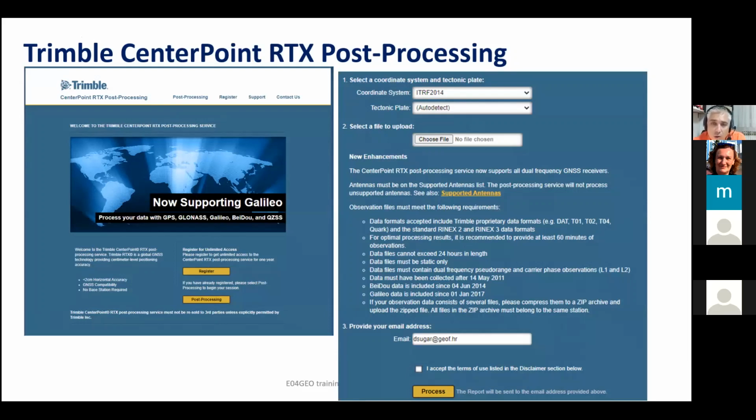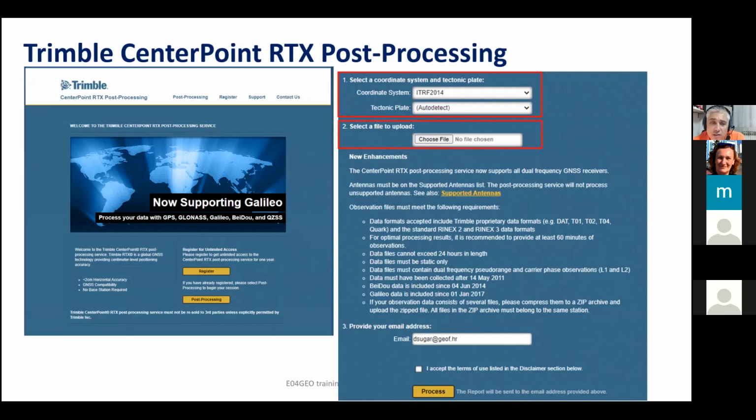So basically what is needed, I showed you that there are 3 steps needed in order to obtain the results. First of all, you have to select the coordinate system and the tectonic plate. The default options are ITRF 2014 and auto selection of tectonic plate. Of course, for us, the Eurasia tectonic plate applies. The second step is to select a file.